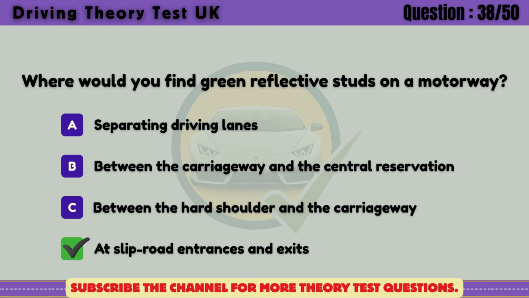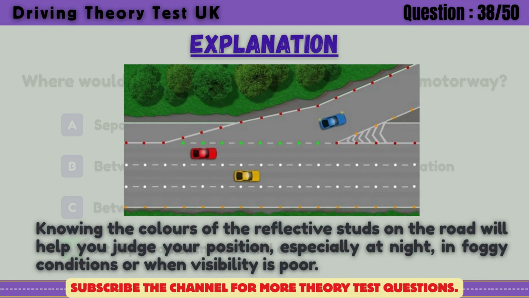Answer is D. At slip road entrances and exits. Knowing the colors of the reflective studs on the road will help you judge your position, especially at night, in foggy conditions or when visibility is poor.